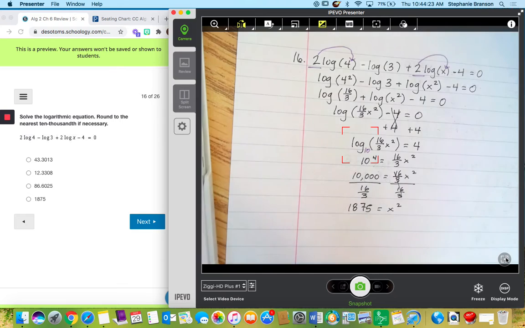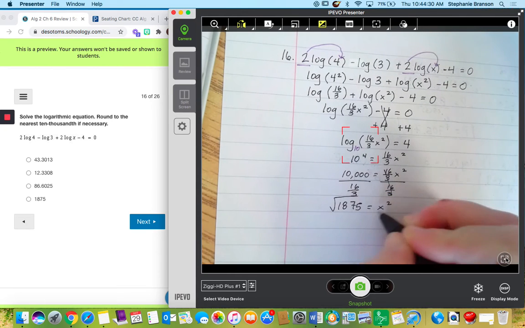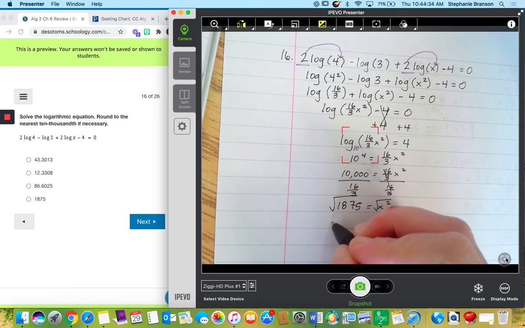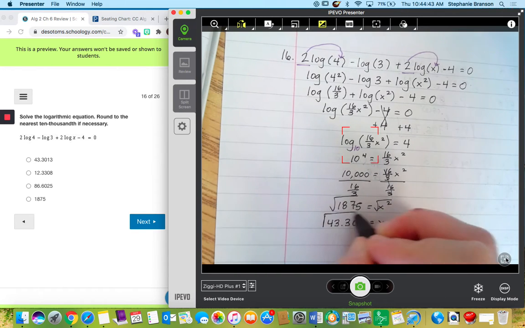Now how would I get x by itself? Square root, and the square root of 1875 is, what are we supposed to round to? 10,000. So 43.3013 is equal to x.